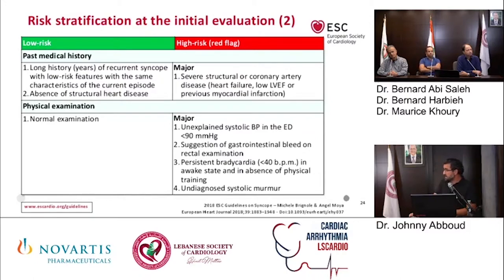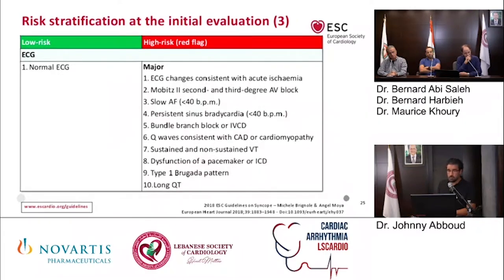Now we'll pass to the physical exam. If you have a normal examination, it's reassuring. If you have unexplained systolic blood pressure at the emergency department less than 90, it's considered one of the risk factors. If you have a suggestion of gastrointestinal bleeding and signs of hypovolemia as a cause of syncope, it's a risk. If you have a persistent bradycardia less than 40 in awake state, and your patient is not an athlete, in the absence of physical training of course, or if you have a significant systolic murmur during auscultation. So all these should be included.